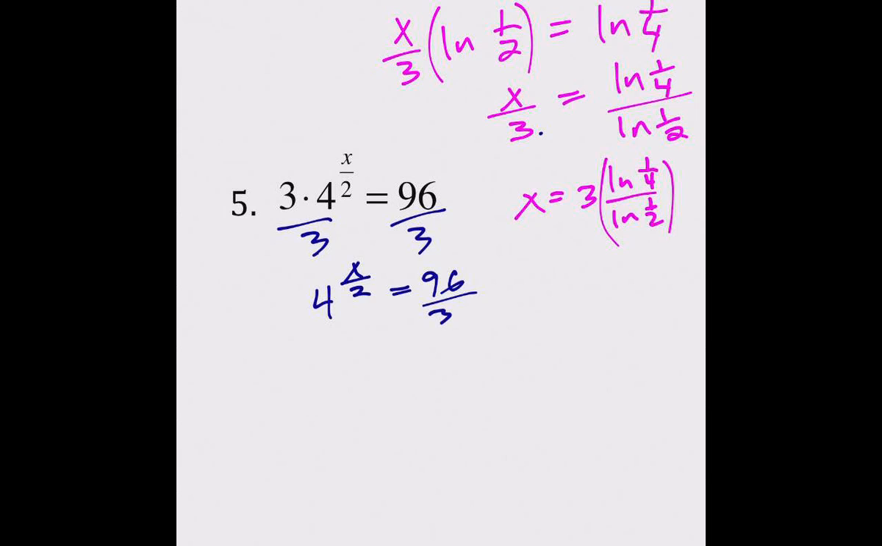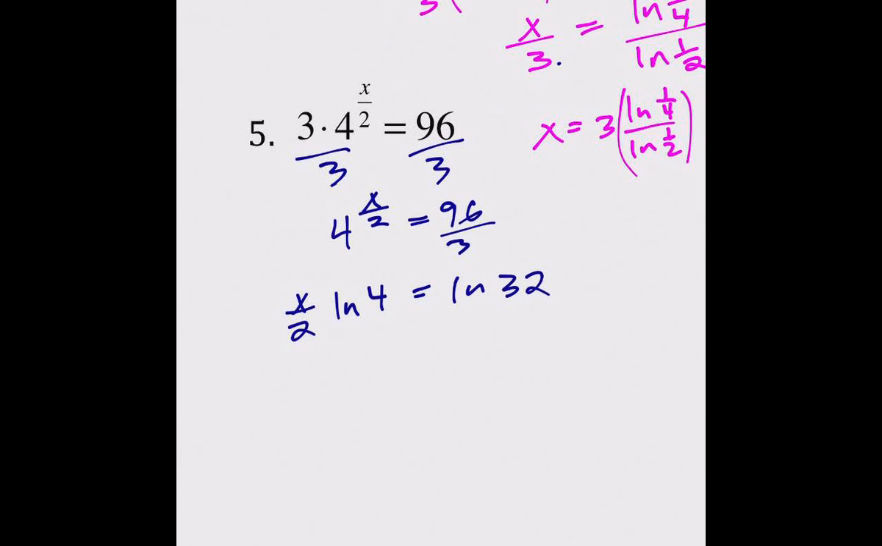96 over 3, which will simplify. I'm going to log both sides. Pull the exponent out. That is 32, at least for my calculations. And then if you are very savvy, there's a pattern. We got ln 32, divided by log of 4, and then we ended up multiplying both sides by 2.